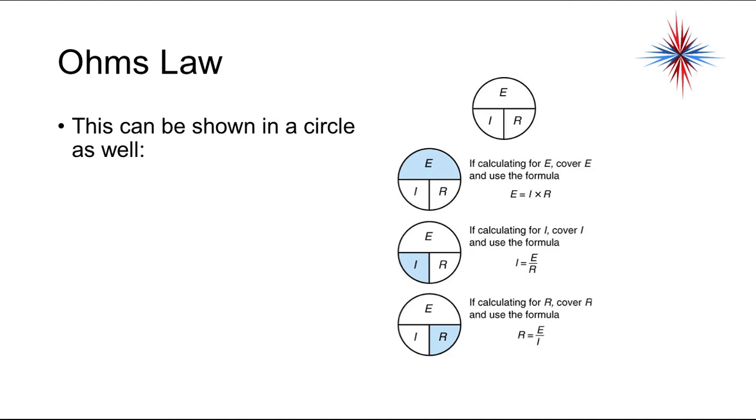Ohm's Law can be shown as a circle as well. If you put it in a pie chart with E at the top, then I and R next to each other, if you're looking for E, you multiply I times R. If you're calculating for I, you divide E by R, which is voltage divided by resistance. If you need to find resistance, R equals voltage divided by amperage, or E over I. The easiest way to remember Ohm's Law is to remember this circle. You just cover up the one you're looking for and either multiply or divide.